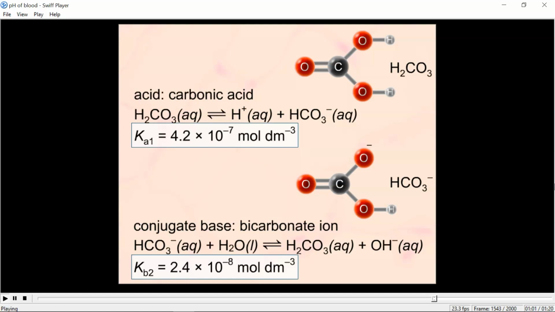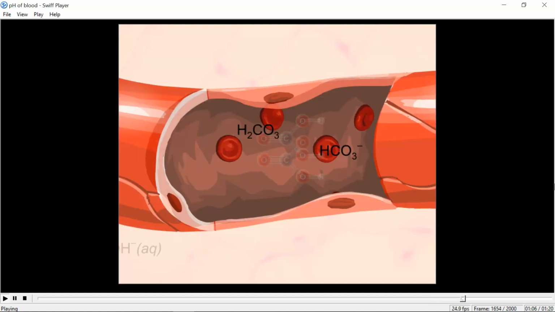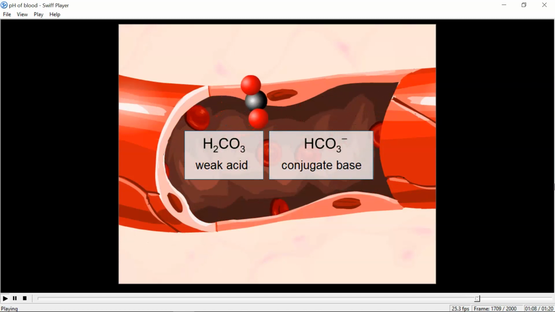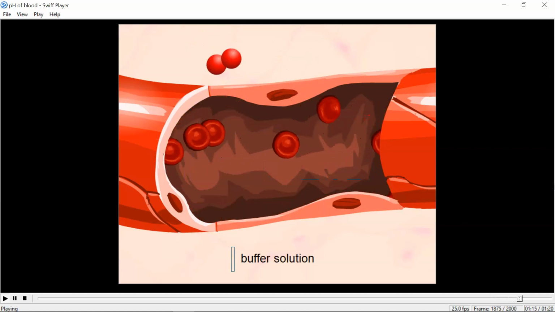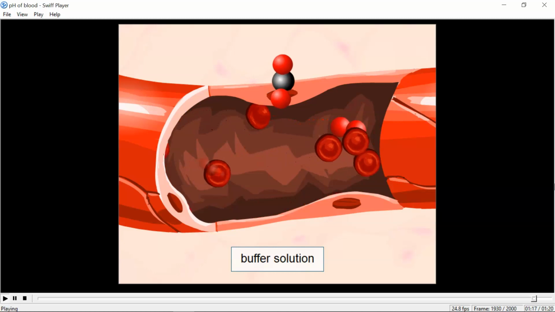Allows the pH of blood plasma and erythrocytes to be maintained at a constant level. Solutions containing weak acids and their conjugate bases are capable of maintaining their pH at a certain stable value. Such solutions are called buffer solutions.